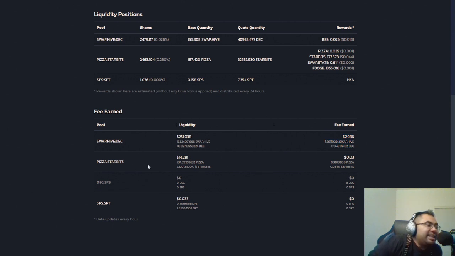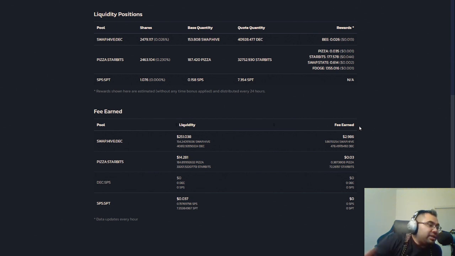So as I said, the fees for Pizza and Starbits, for example, are incredibly low because there's not much volume in the pool. I wonder if I'm the only one using it, but I'm sure that's not the case. So I've only earned 3 cents over the past month. Yet from the rewards, I'm earning over 4.4 cents per day, right? So this is 3 cents over the last month. These are the rewards here. So two things to keep in mind if you are considering adding liquidity.